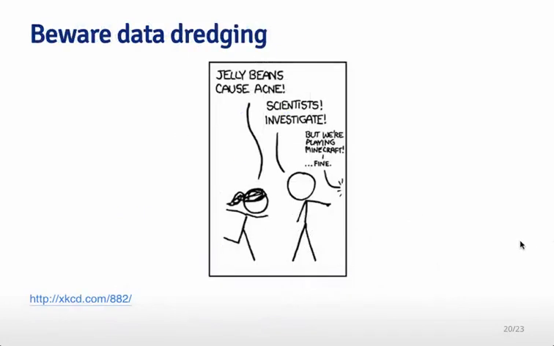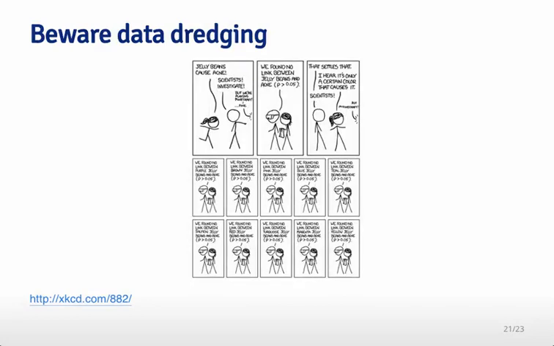Another key component of paying attention to big data and data science is being aware of data dredging. So suppose you want to consider something silly like jelly beans cause acne. This comes from an XKCD cartoon. So scientists could investigate and they find out that jelly beans aren't related to causing acne. Then they say, well, that settles that, but you could try to change your hypothesis. You could say, oh, well, actually it's just purple jelly beans that cause acne.